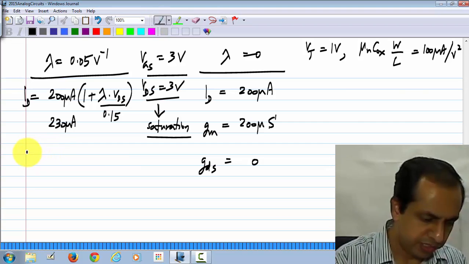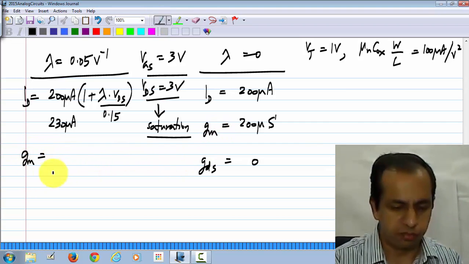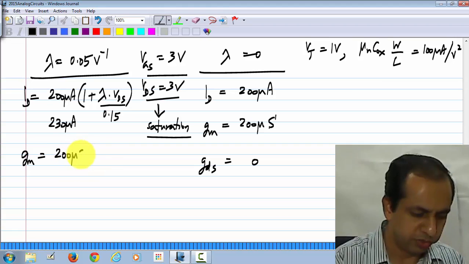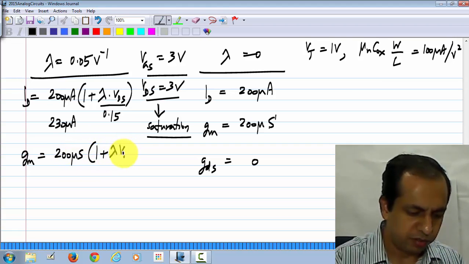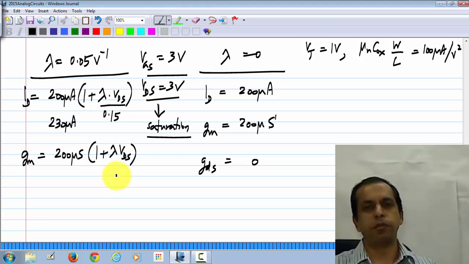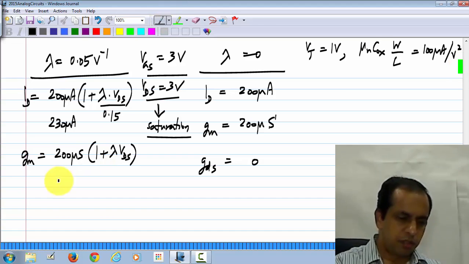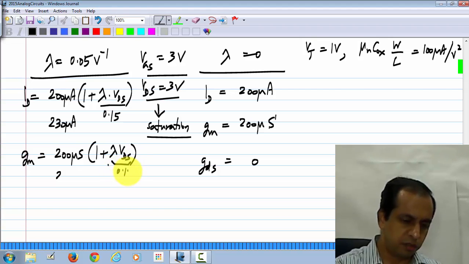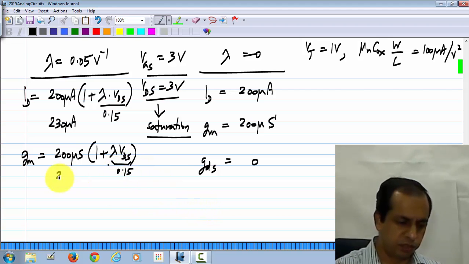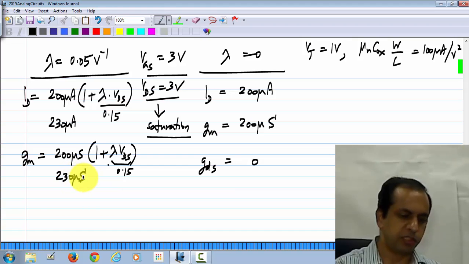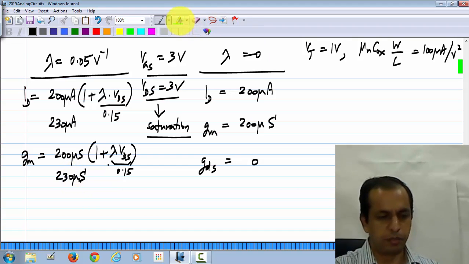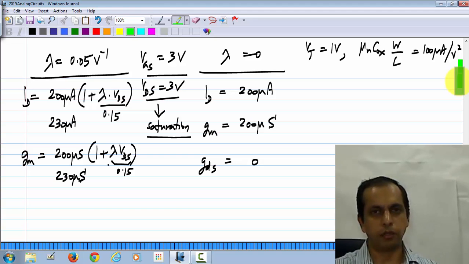Similarly, GM will be the GM calculated from the original expression, which is 200 micro Siemens times 1 plus lambda VDS. These calculations are quite simple. So, that is why I am not going through them step by step. So, I assume that you can work out these things quite easily by yourselves. Again, this will turn out to be 200 micro Siemens times this number is 0.15. So, this will be 230 micro Siemens. There is an increase in GM if you use the complete expression, but usually we ignore that.